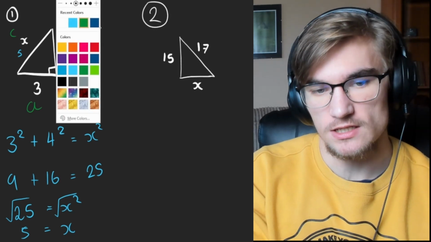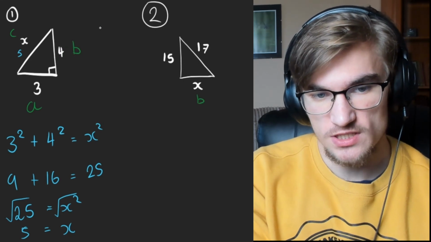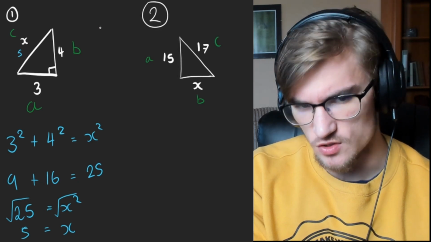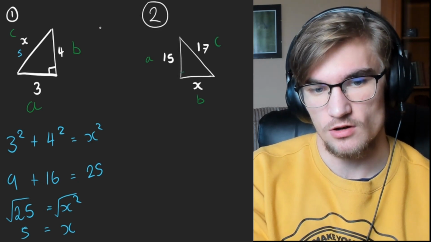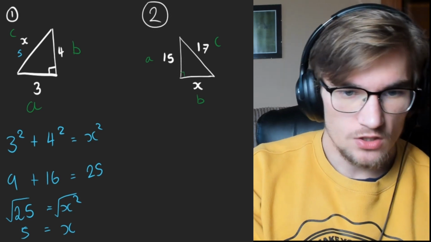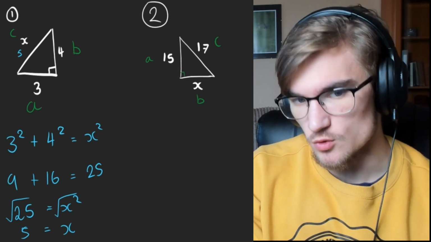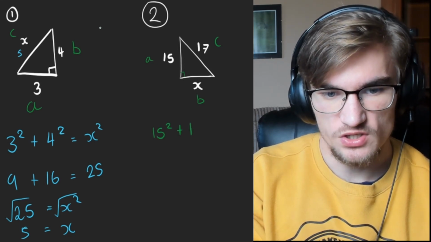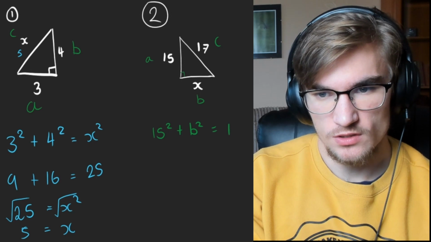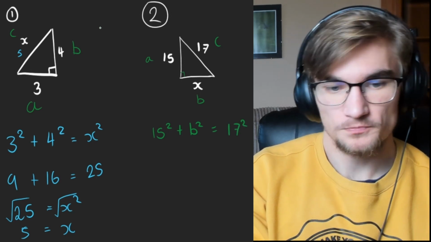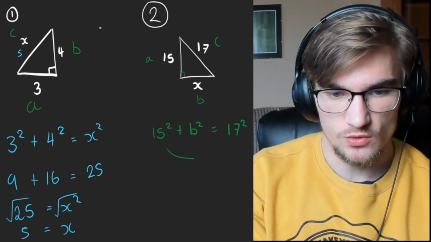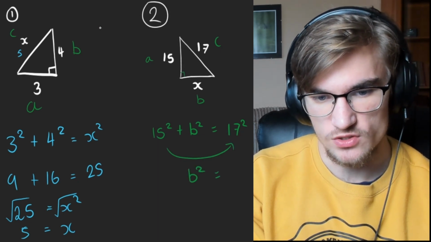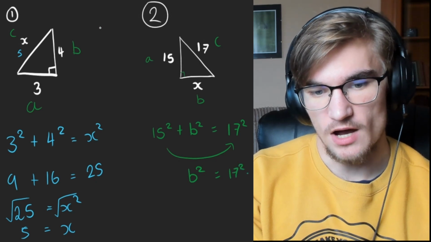So I know that x is my b. I know 15 is my a. Remember, it doesn't matter. I could switch them around, as long as 17 is c, because it's the longest side, because it's opposite to the right angle, you see? Okay, so now I know a squared plus b squared equals c squared. So that means that 15 squared plus b squared must equal 17 squared. So what I am going to do is move the 15 squared to the other side. So then what I have left is b squared equals 17 squared minus 15 squared.